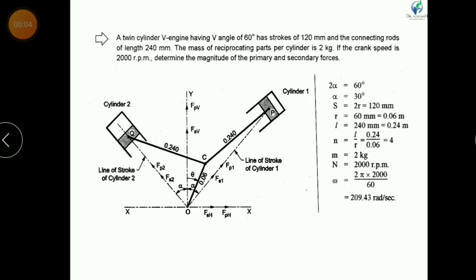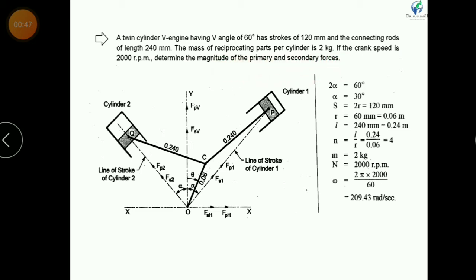Let us consider one example based on balancing of V engine. So here the example is a twin cylinder V engine having V angle of 60 degree, a stroke of 120 mm, and connecting rods of length 240 mm. The mass of reciprocating parts per cylinder is 2 kg. If crank speed is 2000 rpm, determine the magnitude of primary and secondary forces.